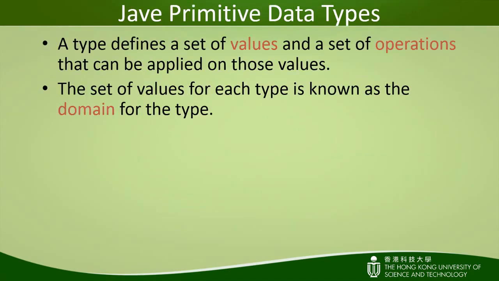The properties of a data type include a set of values that it can take on and the operators that can be applied to these values. For example, the value of an integer can be negative, positive, or zero, and operations that can be performed on an integer include addition, subtraction, multiplication, and division. The set of values is known as domain for that type.